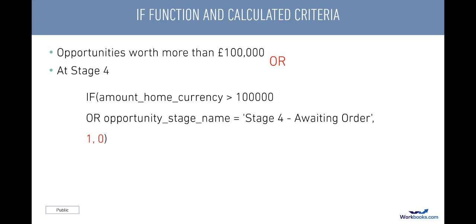Once this column's in place, that displays a 1 or a 0 depending on the values in each row, we can use that as what's called a calculated criterion to focus on the records of interest. So let's go into Workbooks to see that in use.